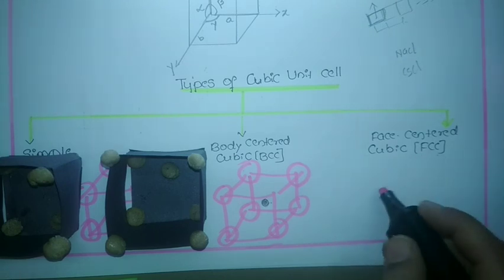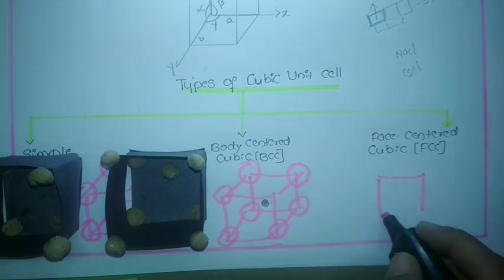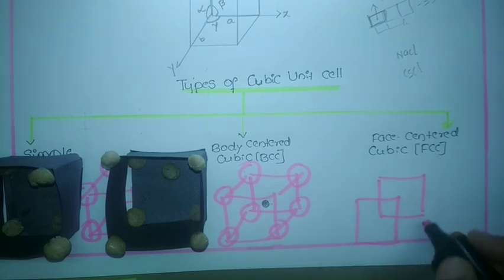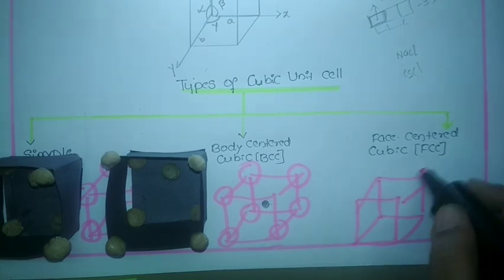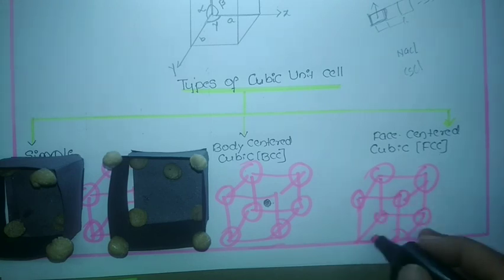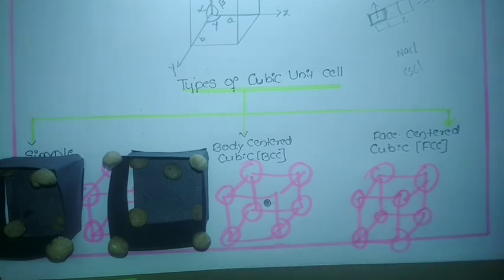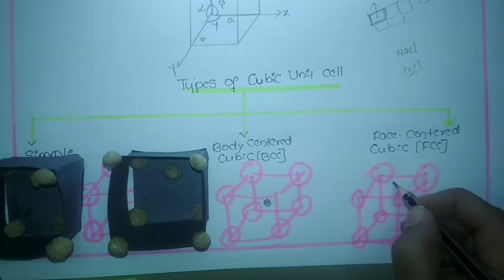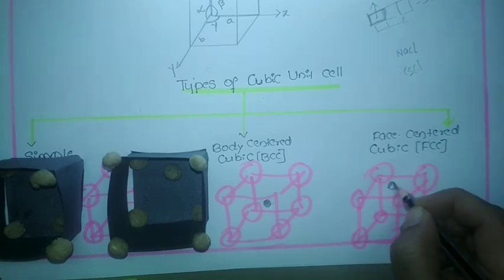The next point is about FCC. What is the condition where the atoms are present in FCC? See, in the case of FCC, 8 atoms are present at the 8 corners like this, similar to BCC and simple, and 6 atoms are present at the 6 faces.